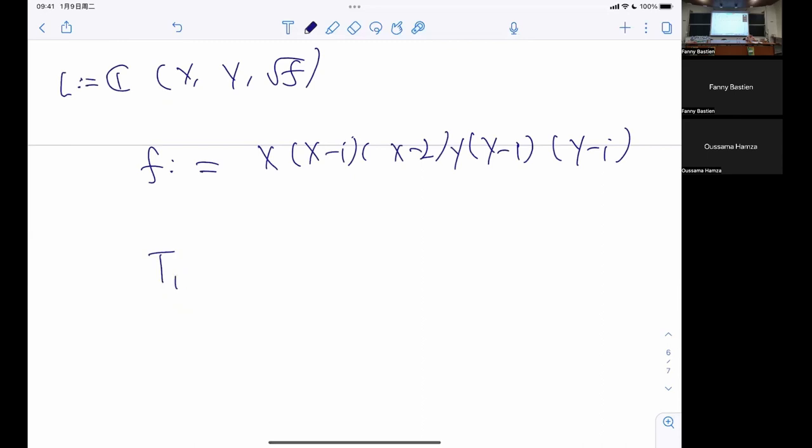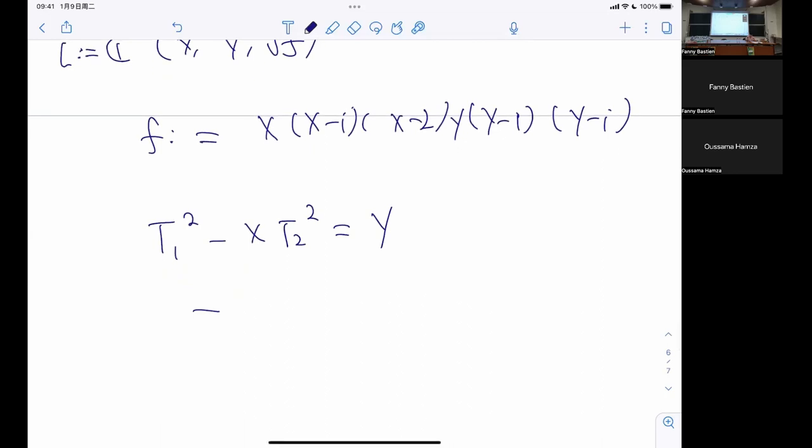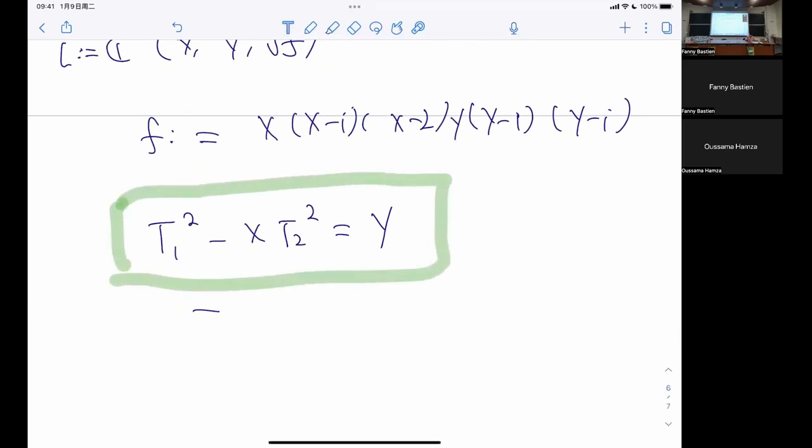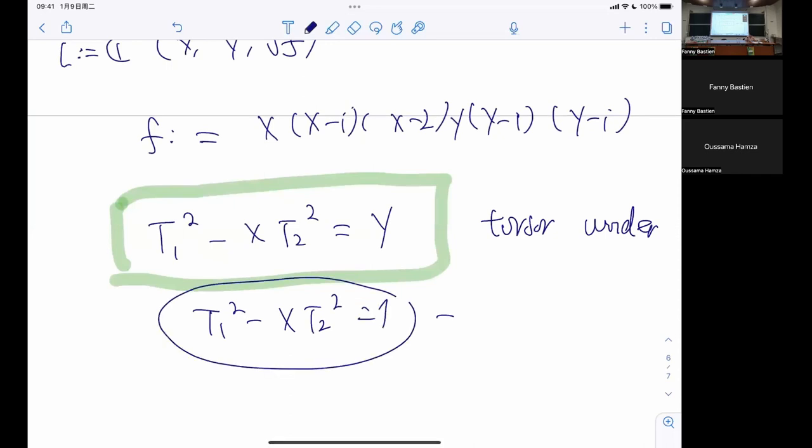objects defining a torsor over a torus. So this is a torsor under this torus. Actually we can show that this is an element in this family of varieties such that we do have local points everywhere, but we do not have a global point.